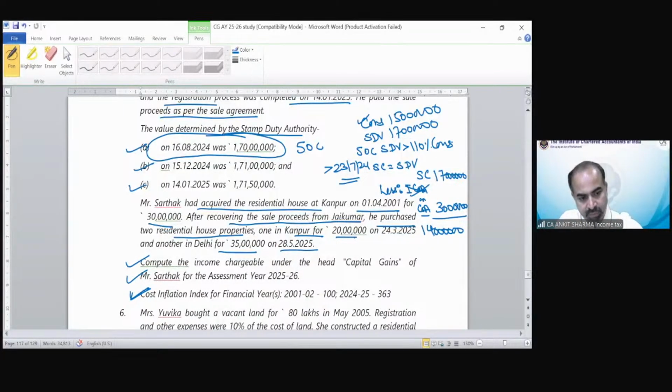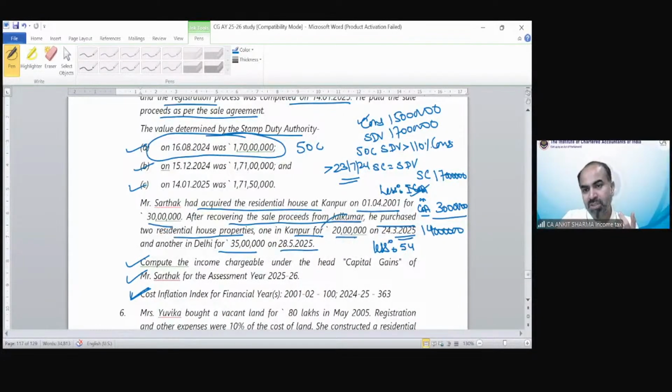Clear, students? Now you will see he has purchased 2 properties to claim exemptions, 2 residential houses within time. In this case, section 54 is applicable because we have transferred our residential house and we are going to purchase another residential house. And if my capital gain does not exceed 2 crore rupees, then we can take the benefit of 2 houses. And you can see in this question, the capital gain does not exceed 2 crore rupees. So we can take the benefit of both houses if they have been purchased within time.